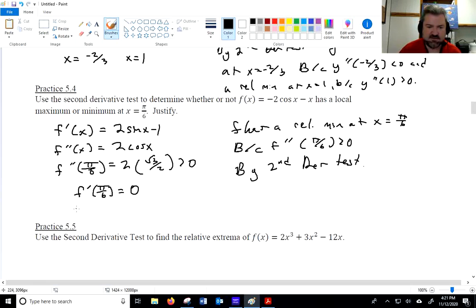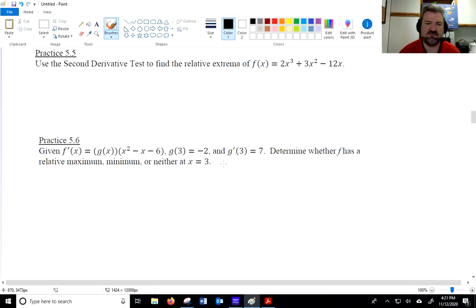Good. All right. That would have made a fool out of me there. But we also need to say that f double prime exists on an open interval around that point. It certainly does. So f is twice differentiable on negative infinity to infinity. Okay, use the second derivative test to find the relative extrema of this function.